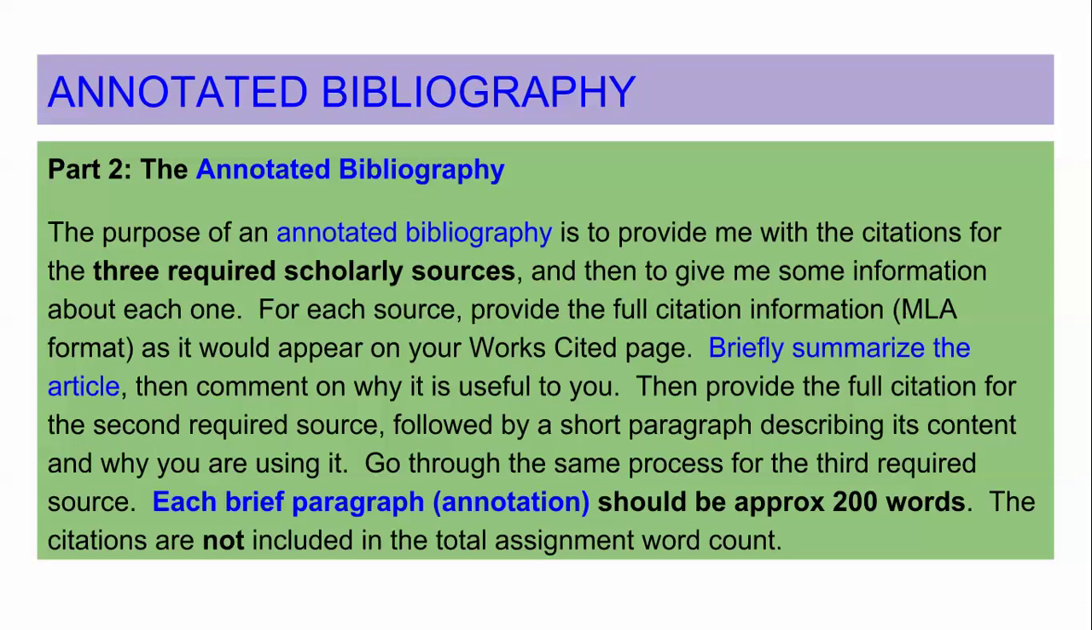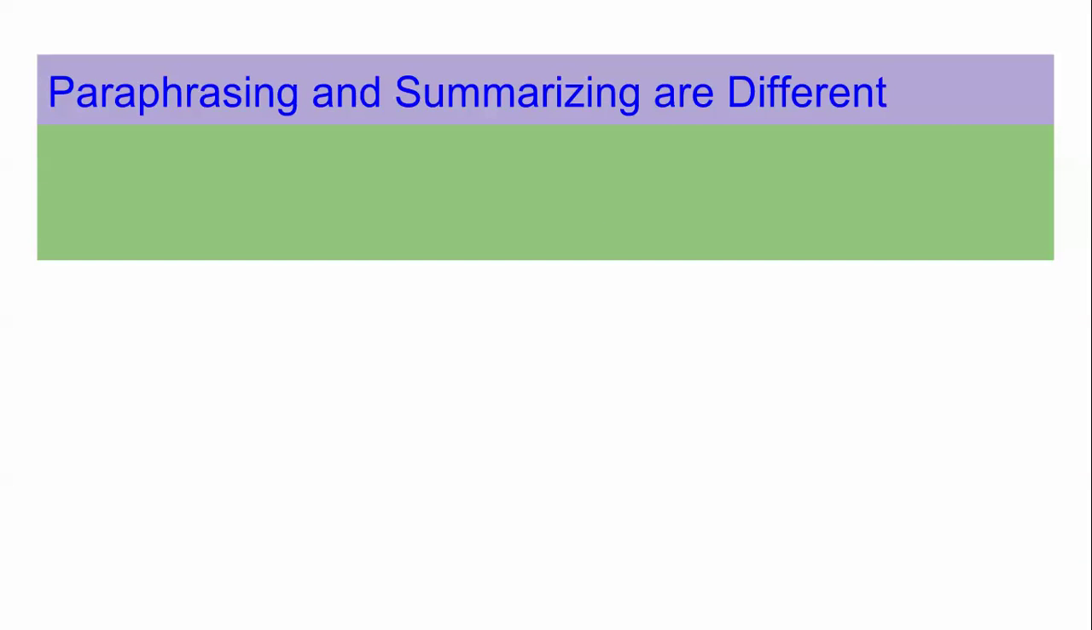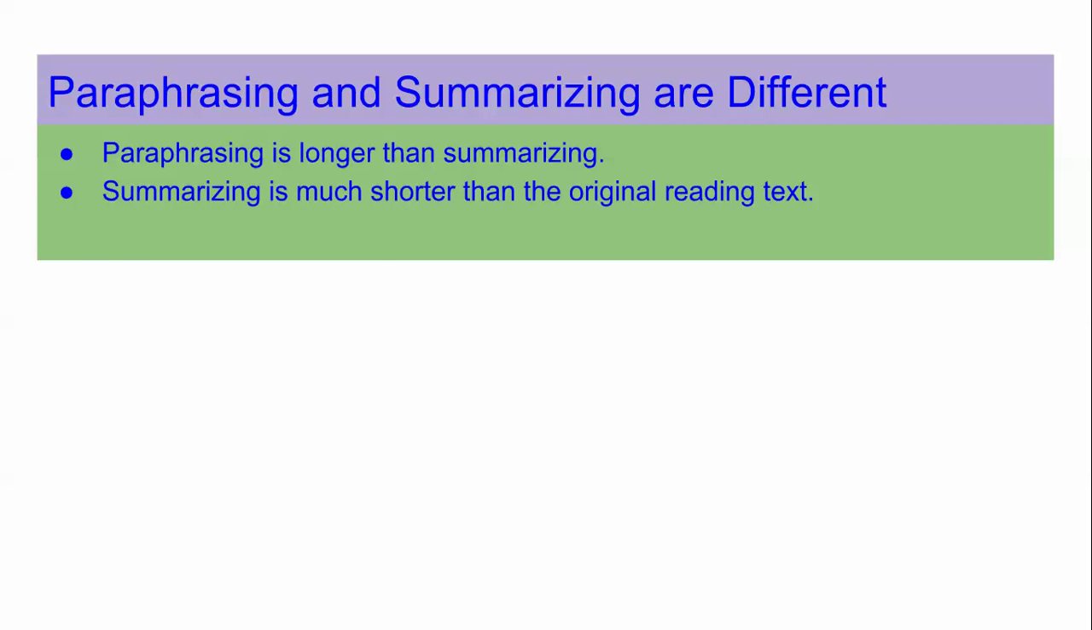Here's another one. Remember I said annotated bibliography is another way just to say summarizing the article you're reading. This was just to let you know that that's why you're here. These are important skills to have, summarizing and annotating. Now then, summarizing and paraphrasing are actually completely different. Paraphrasing is longer than summarizing. Summarizing is much shorter than the original reading text.